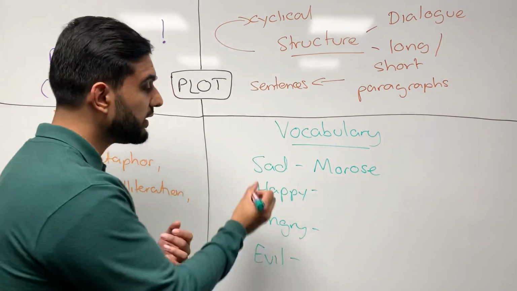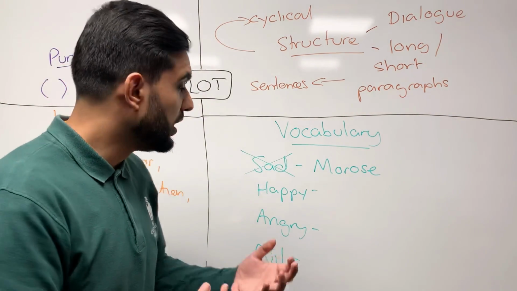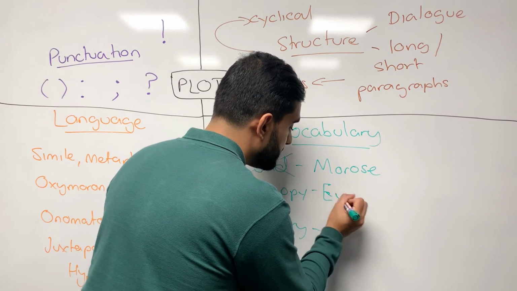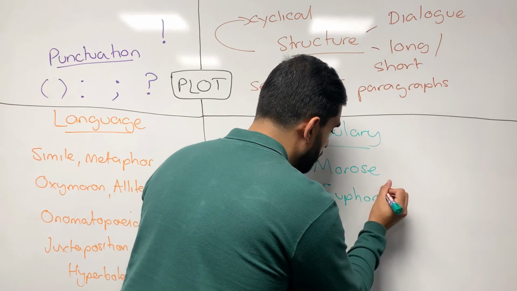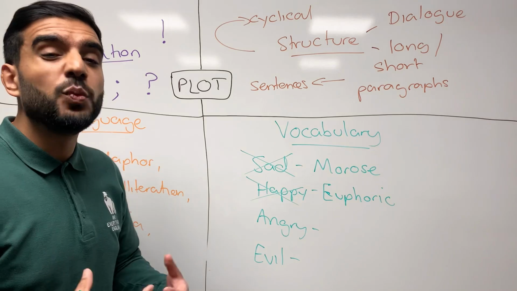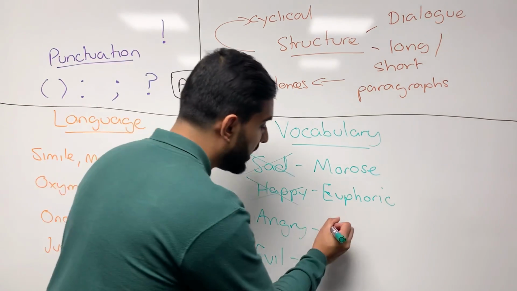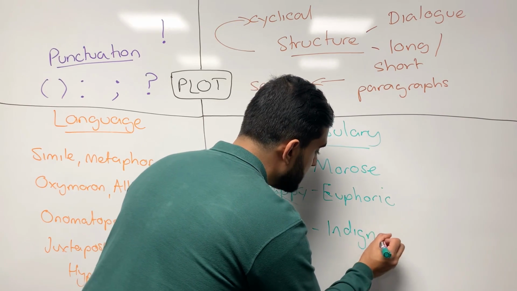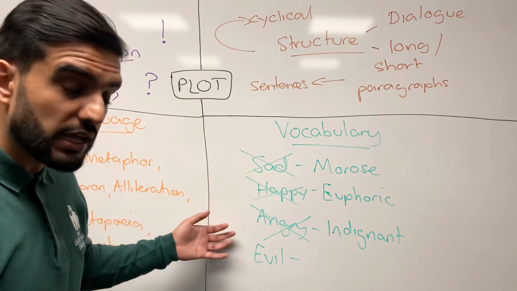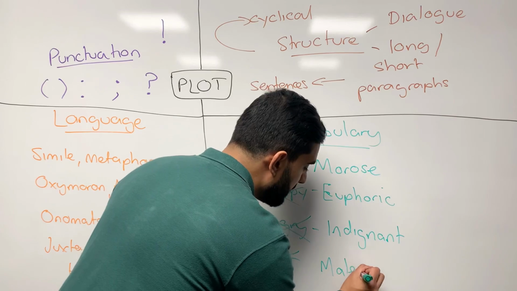So going forward, guys, I will never use the word sad. Instead, I will use the word morose. An alternative for the word happy is maybe the word euphoric. I feel euphoric. It's extreme happiness. So guys, going forward, I may now never use the word happy in my writing. I will use the word euphoric instead. The word angry, guys, indignant. If you feel indignant, you feel extremely angry. Going forward, I will no longer use the word angry. Now finally, guys, the word evil can be replaced with the word malevolent.